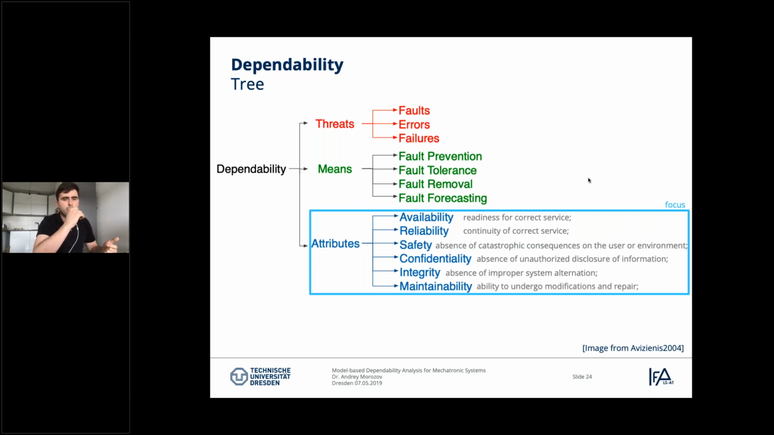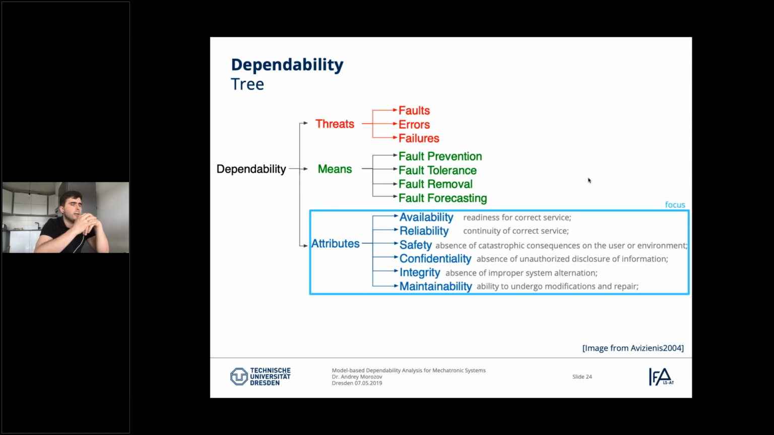And vice versa. The system can be perfectly safe but not reliable. For example, we are sitting in the car and the car is broken. We cannot drive from point A to point B, but we are perfectly safe. So this is the difference between reliability and safety.